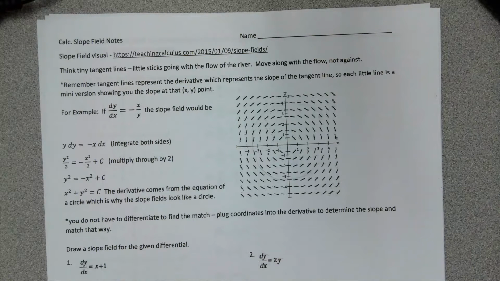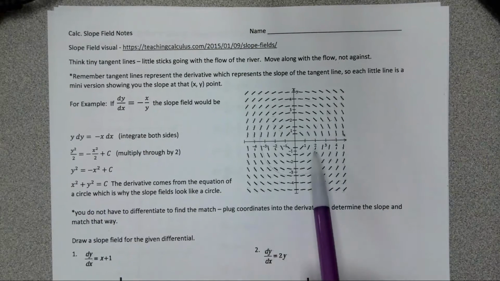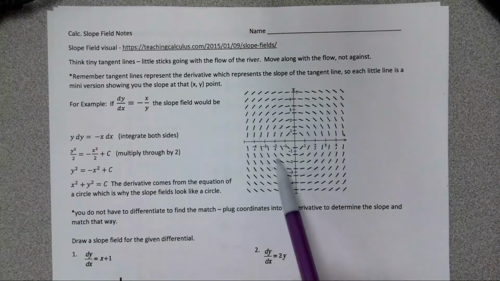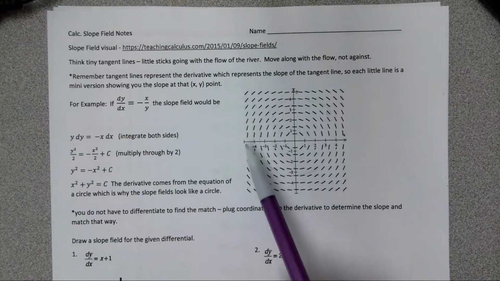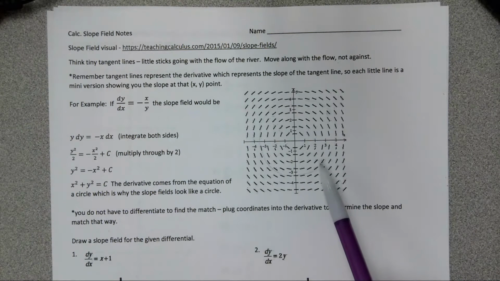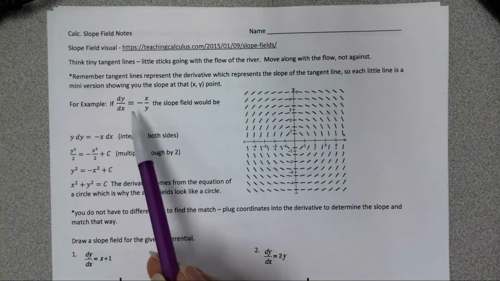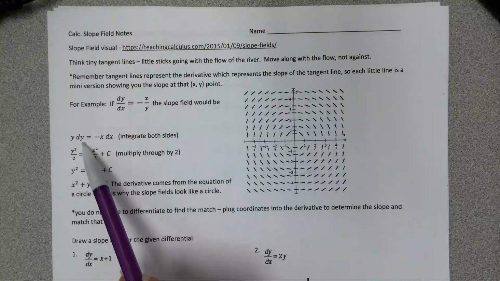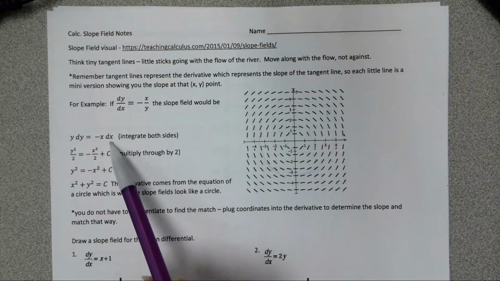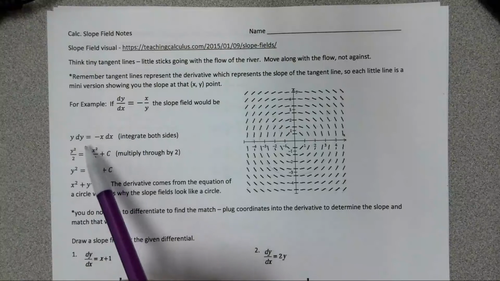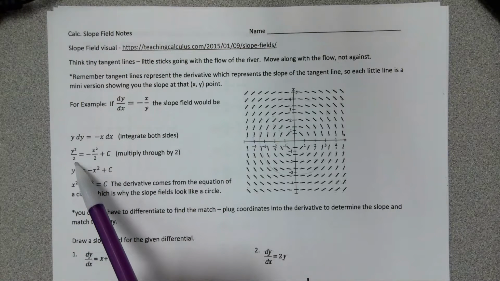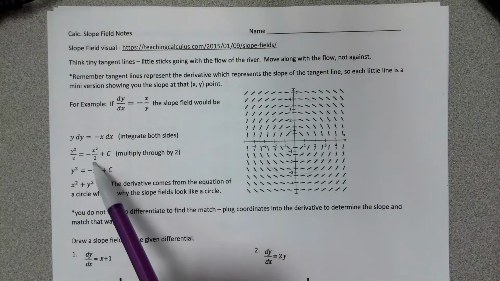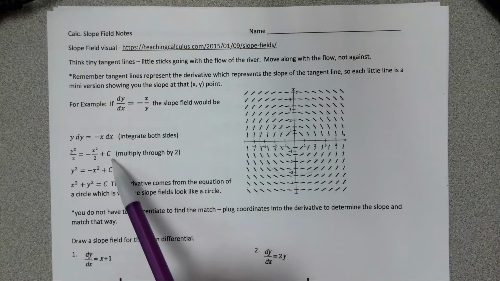Now, I'm going to show you a couple different ways of how this all occurs. All of these little tiny tangent lines are just representing what the picture would look like at some C. We don't necessarily know what C is. So we're going to do the differential and solve it. Cross multiply, we've got y dy equals negative x dx. Integrate both sides, you get y squared over 2 on the left, negative x squared over 2 on the right, and then you put in your plus C.